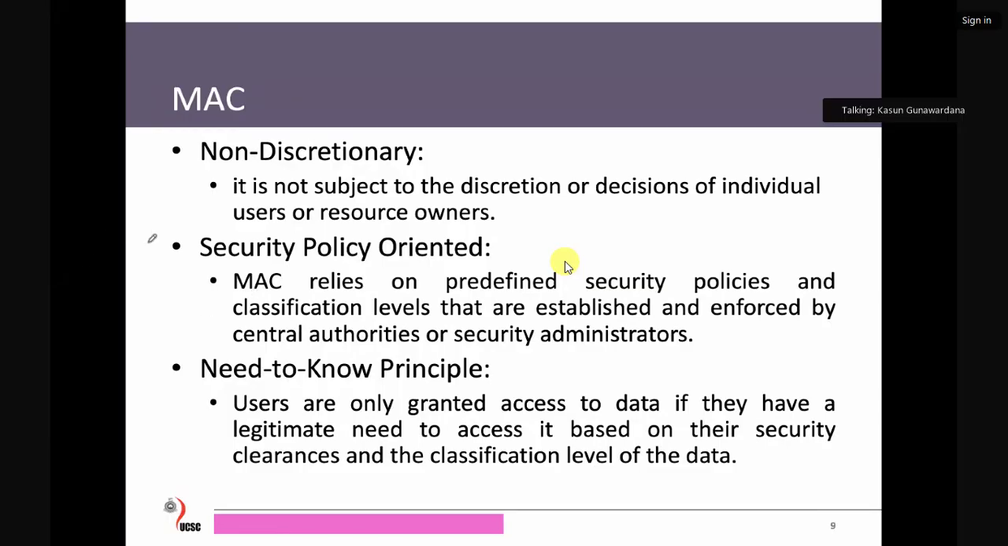Right? So the key idea is that MAC, or mandatory access control, is non-discretionary, which means the owners or the users will not be able to decide how this data will be exposed. Instead, the exposure of data will be determined in a more central, policy-oriented manner. Policies will decide how the data should be exposed, and the data will be exposed based on the need to know principle.